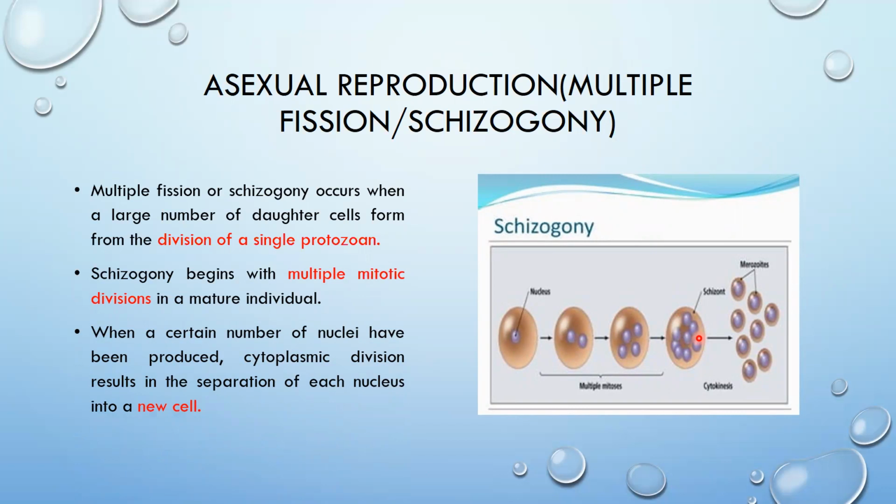When a certain number of nuclei have been produced, the cytoplasmic division results in the separation of each nucleus into a new cell, as you can see here in the diagram. Then each nucleus is going to be incorporated into a separate cytoplasmic mass, forming the new individuals. So this one is multiple fission, meaning the splitting of one body into a lot of daughter cells.